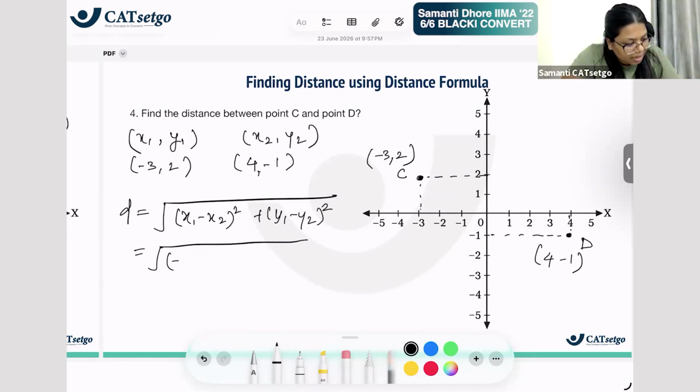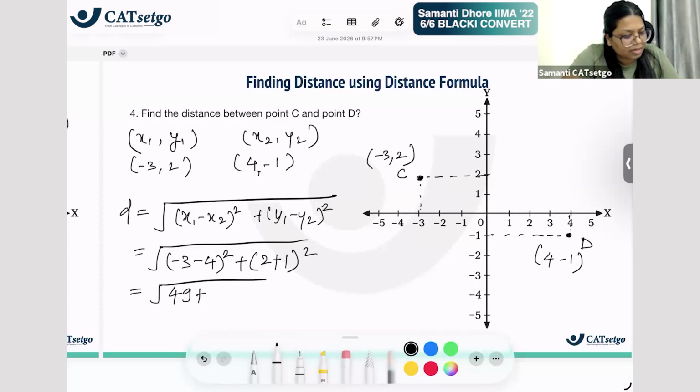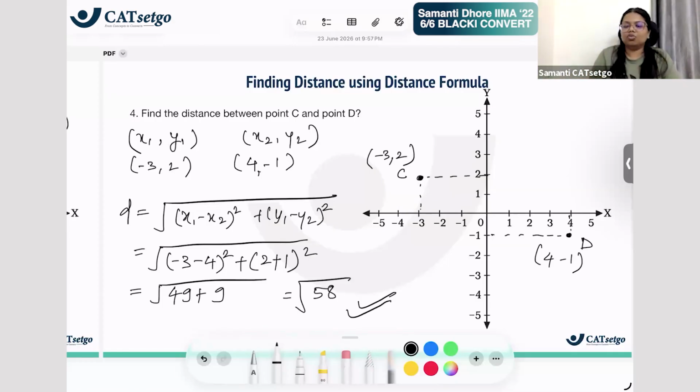So this is (-3 minus 4) whole squared plus (2 minus -1, which is +1) whole squared. So this becomes 7 squared, 49, plus 3 squared, 9, which is how much? 58. This is root 58. Right? Fair? Alright? No confusions here.